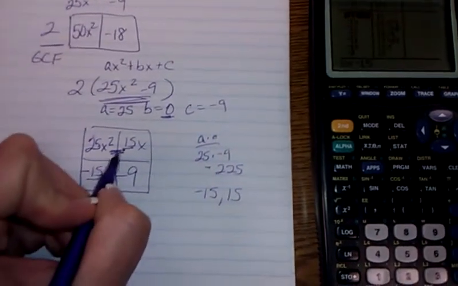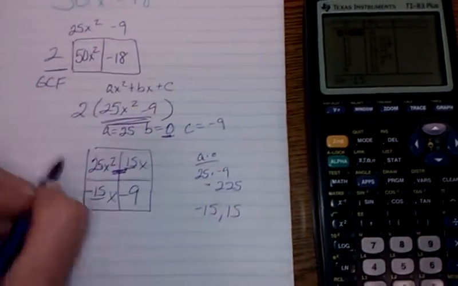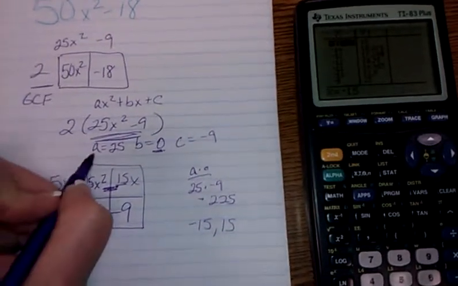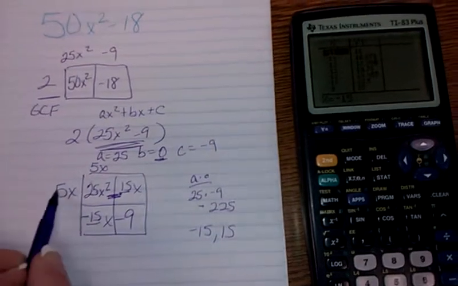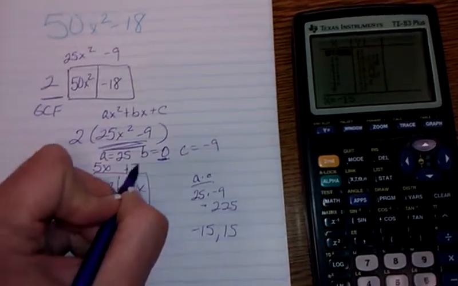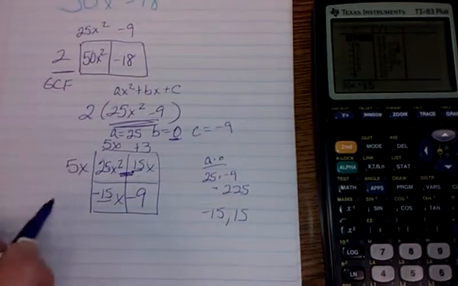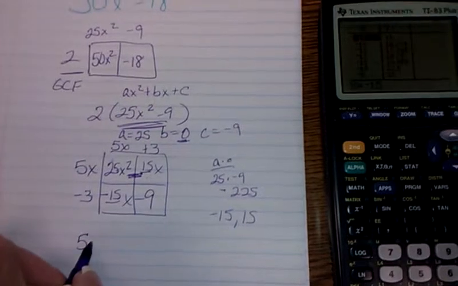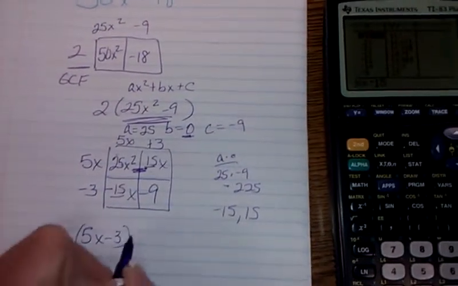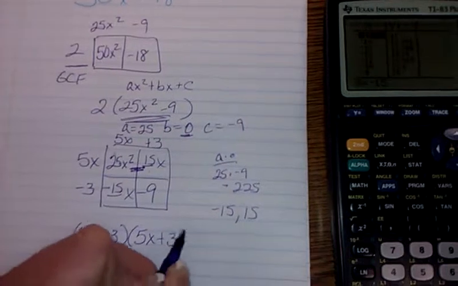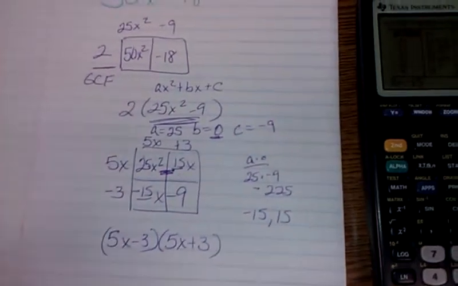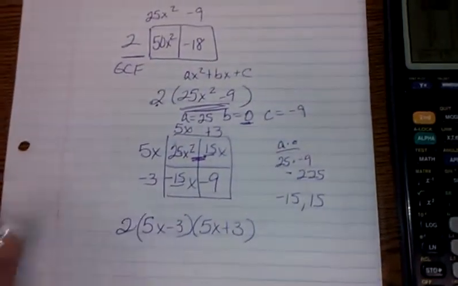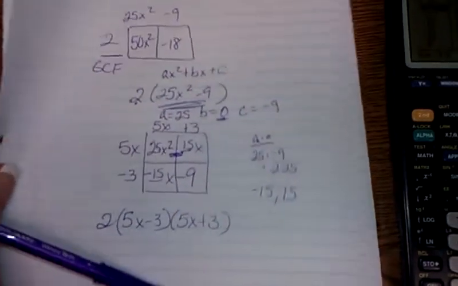The GCF out of these two, what goes into 25 and 15? That would be a 5x. 5x times what gives you 25x squared? 5x. 5 times what is 15? Plus 3. 5 times what is negative 15? Minus 3. My answer, 5x minus 3 times 5x plus 3. Well, except that's not the whole answer. You've got to bring down this GCF and put that in front right there. I believe there's 3 more.